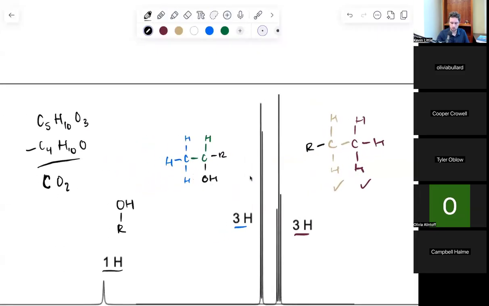So I need 1 carbon. I know I've got a carbonyl. And I need another oxygen. Right? I have to fit this in somewhere. That is my 3rd fragment. This is the only way I can have this fragment complete. This is called an ester.